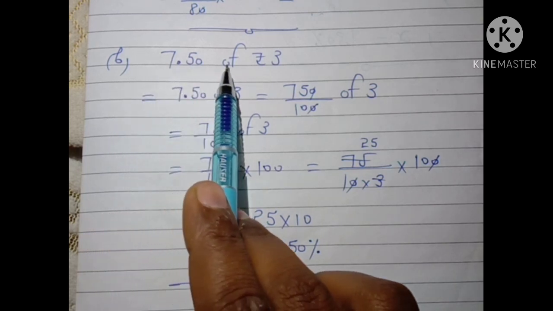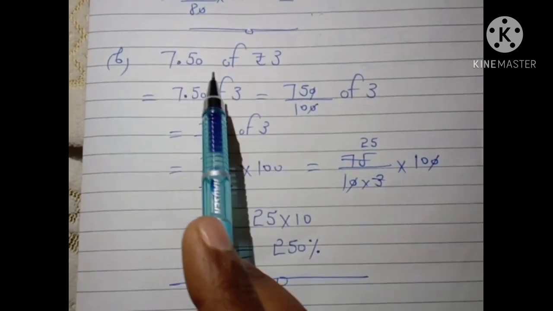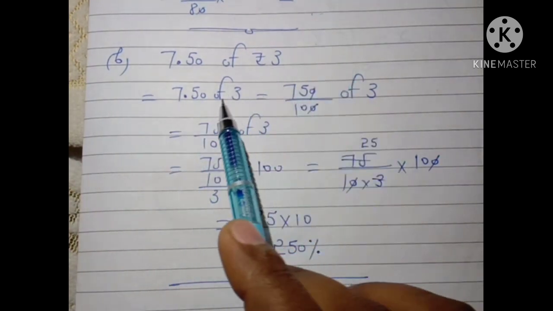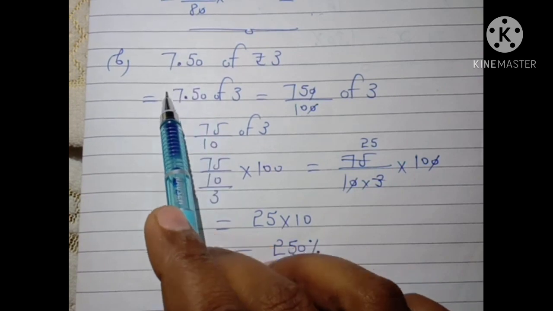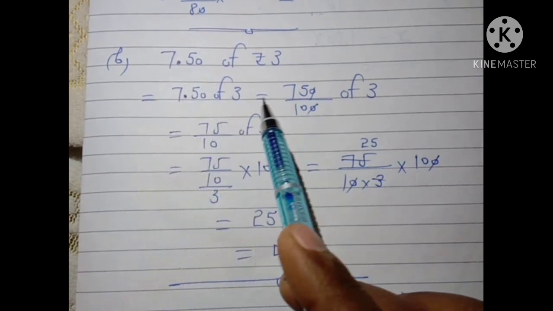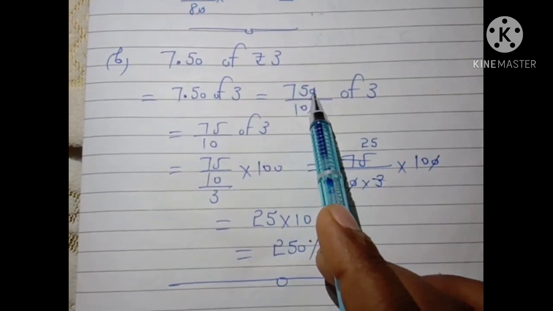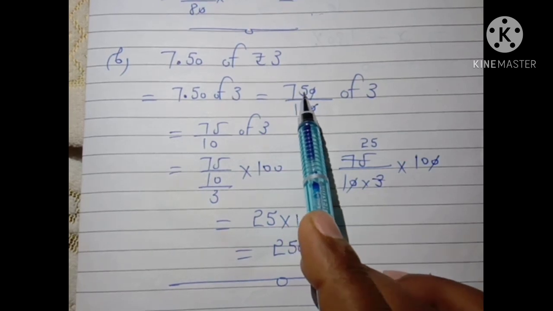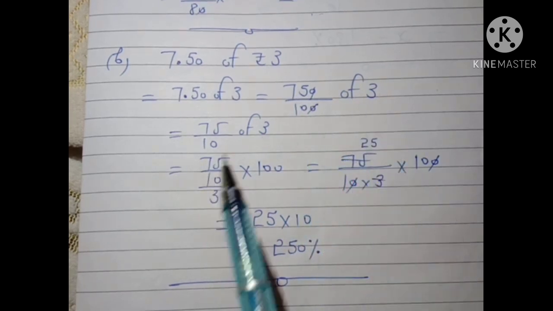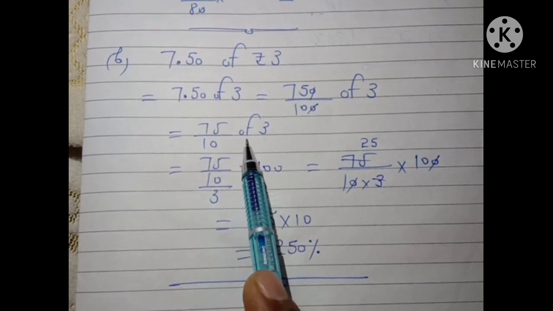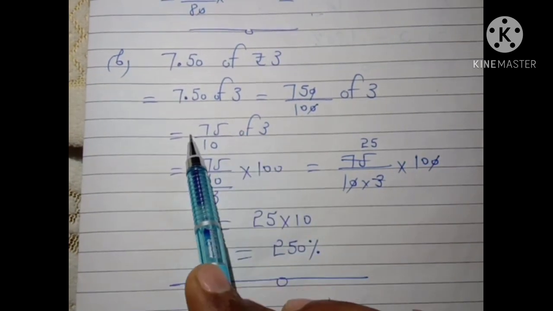You can see 7.50 of rupees 3. So in this case we have to find out 7.50 of 3. Again, before starting this sum, first of all we have to solve this one. Means we have to remove this decimal from here. How can we remove it? We can write this 750 over 100. You can see carefully, this becomes 750 over 100 of 3, and then after calculation it will become 75 over 10 of 3. And now we have to solve this one.